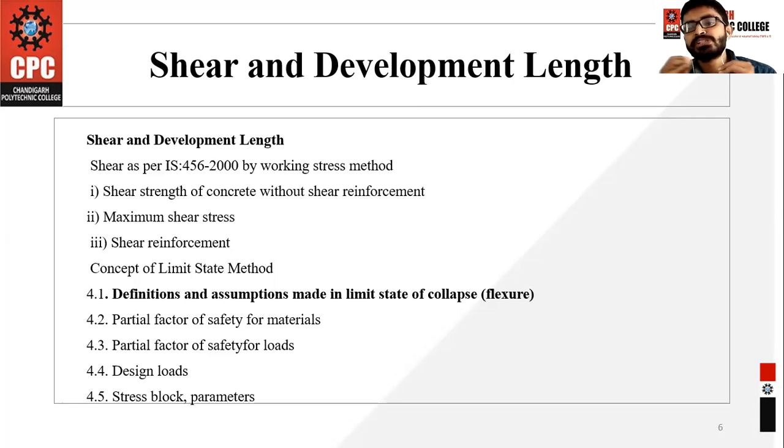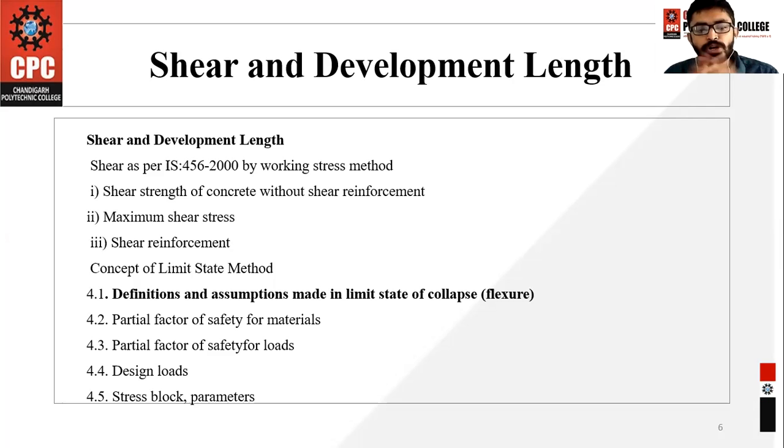So what is the maximum shear stress and the shear reinforcement? Already I have told you about the concept of the limit state method. The limit state method is very important to know before moving further. So what is limit? Everything has a limit. After that, it has to break down. So this is the limit state method.